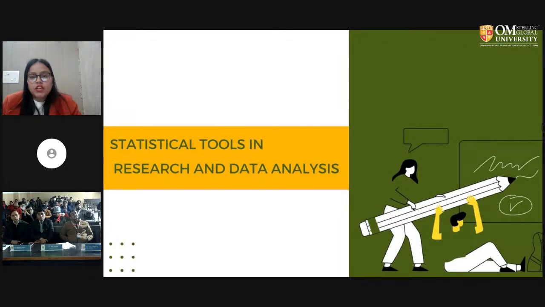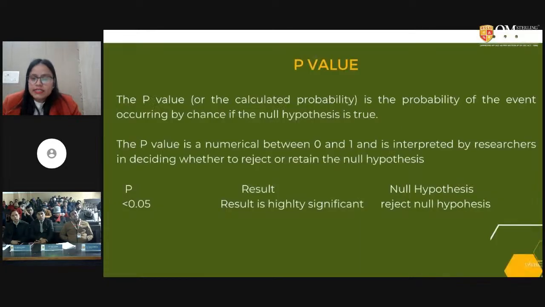So if the p value is less than 0.05, the result will be highly significant, and you have to reject the null hypothesis and accept the alternative hypothesis and state that there is a significant difference or a significant impact of one variable on the other variable.